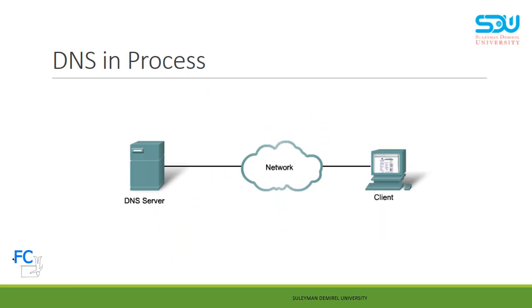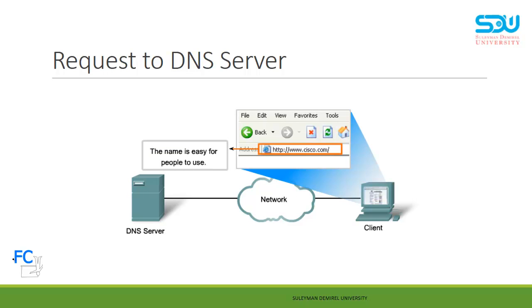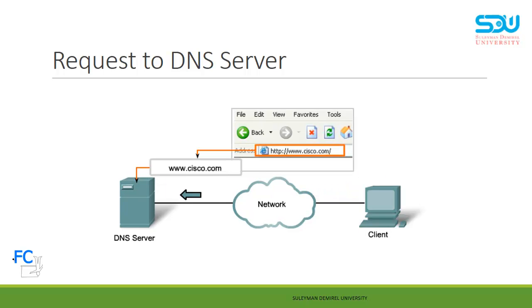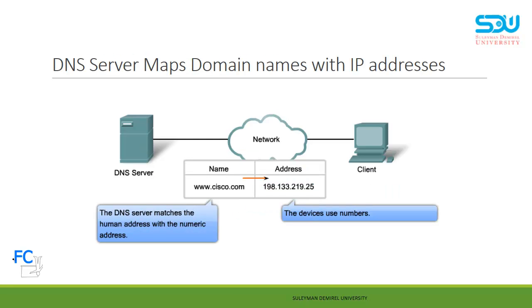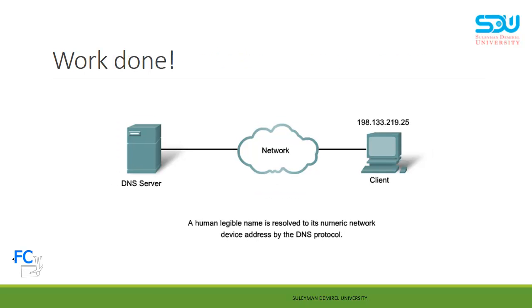And how does DNS work? Let's take a look at DNS in the process. When the client opens the web browser and types the address, in this example just cisco.com, the DNS server receives this request, and after that it looks in its own database. If it finds the IP address of the given domain name, it replies to the client with this IP address. And after that, the client is able to communicate with this web server. And the work is done.